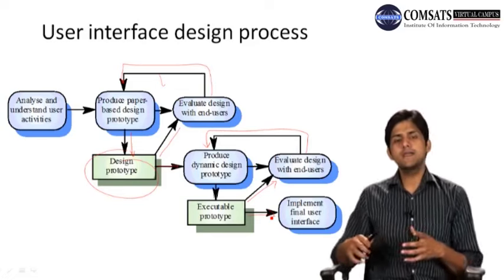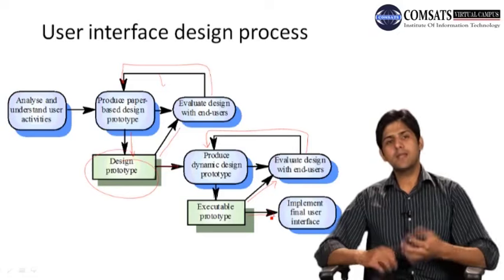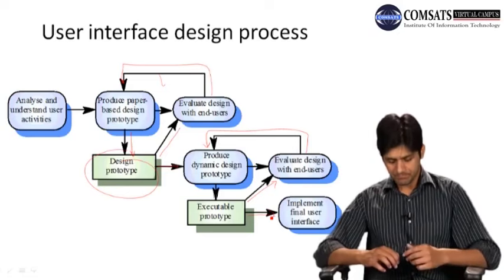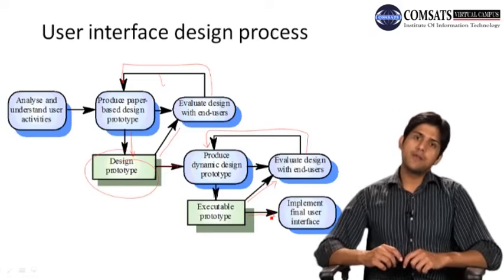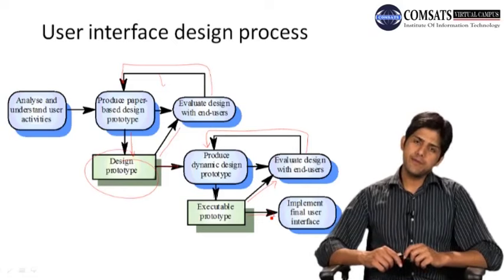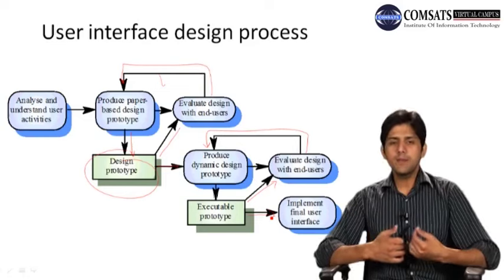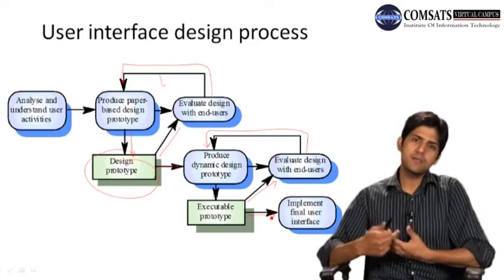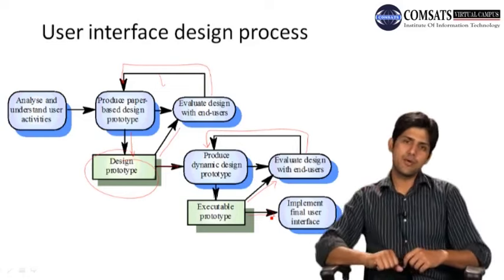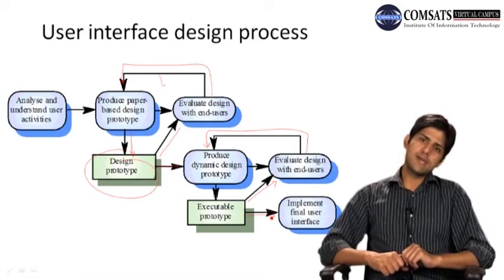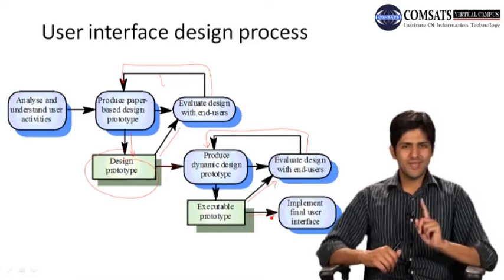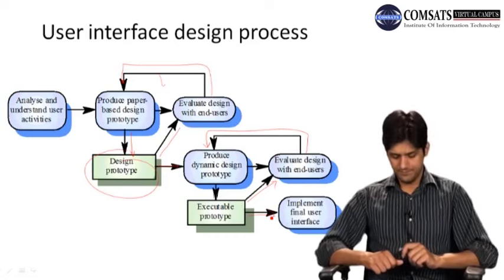Number one is that we analyze what activities the user wants to perform with our application, and on the basis of that we make a paper based design. And when we make a paper based design, what artifact do we get? We get a paper based design prototype, a design prototype which is sketched or drawn on paper, and then we get it verified by the end user.